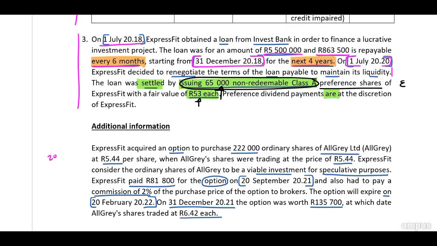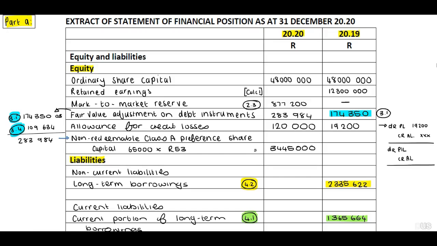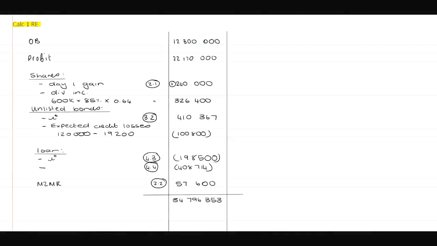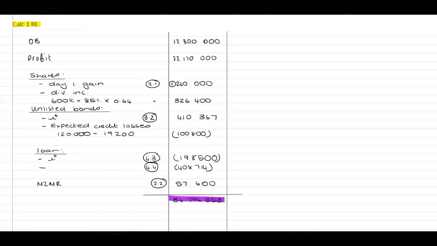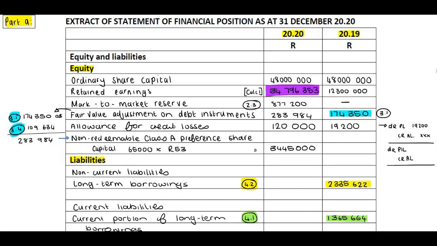Okay, if we refer back to our scenario, we are able to tick off note 3, additional information. This relates to our 2021 financial year, therefore not applicable. We only need to complete our template now. Okay, right, now when we look at our template, the only outstanding amount is still our retained earnings, the balance at the end of the year. And our closing balance of our retained earnings, 34,796,353, and I transfer this to my template, calculation 1. Okay guys, we have now completed the section of the question. Let's move on.